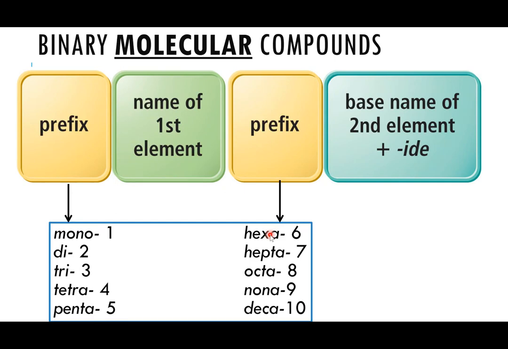So here's our list of prefixes. If we see the prefix mono, we know that we have one atom. If we see the prefix tetra, we know we have 4 of that atom. It's a subscript 4. If we see the prefix octa, we know we have 8 of that particular atom. So the subscript's going to be 8. So this is how we tell the viewer how many of each atom that we have. Okay. So let's do some examples.